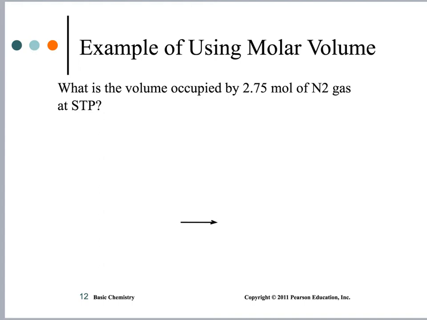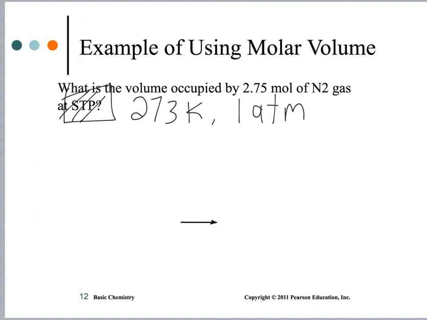All right, so what is the volume occupied by 2.7 moles of N2 gas at STP? Whenever you get a problem like this, cross this off and rewrite 273 Kelvin and standard pressure. We can use whatever we want, 1 atm, whatever we want to use for that problem. We're trying to get to liters of gas. In this problem, you're not going to need to do too much, because this is very simple.